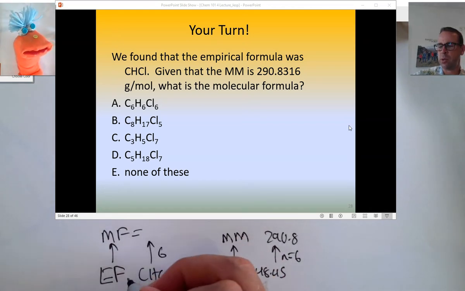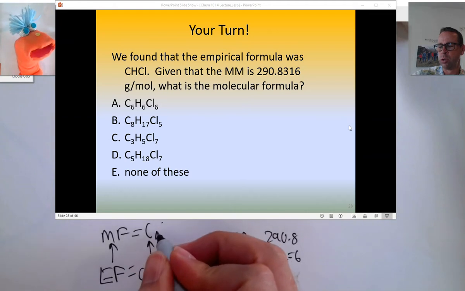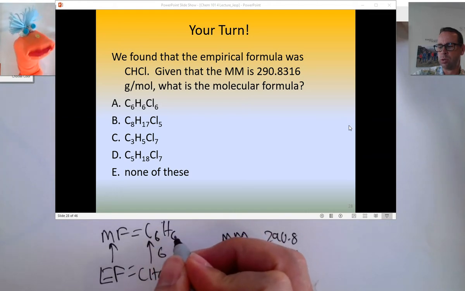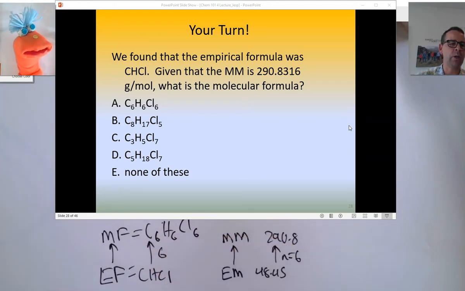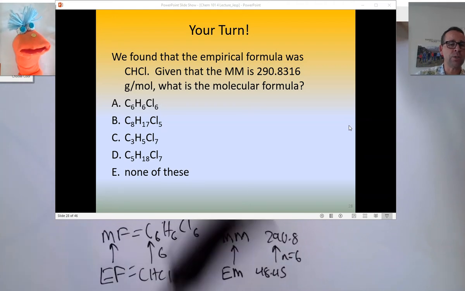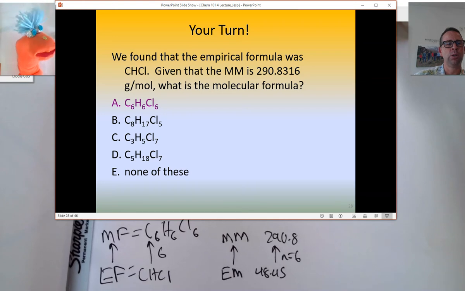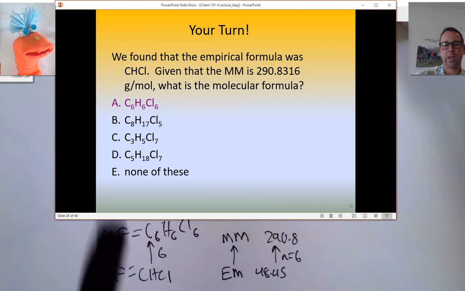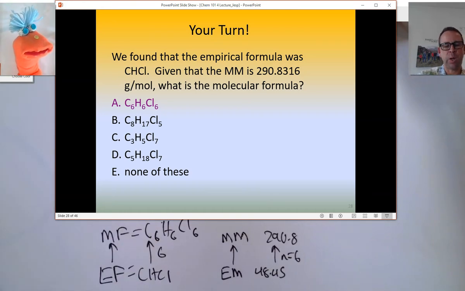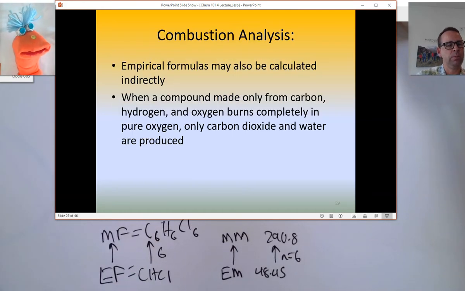And what is that going to do for me? Well, C6H6Cl6. Very good. And looking at these answers that they provided for us, we kind of knew that it had to be either A or E, right? How did we know that? Oh, yeah, I didn't pay attention to that. But the molecular formula has to be a multiple of the empirical formula. Very good. Excellent job. Okay, so moving forward.